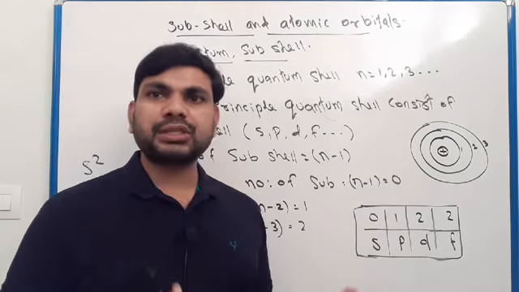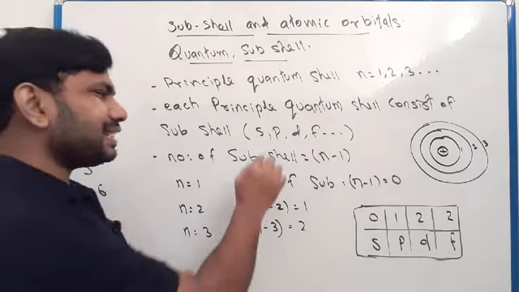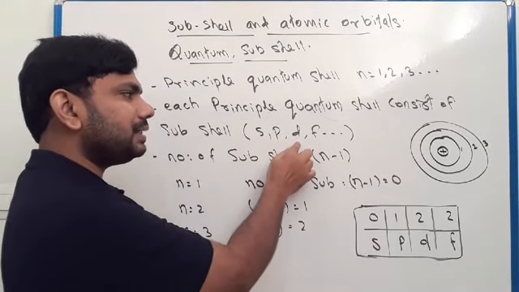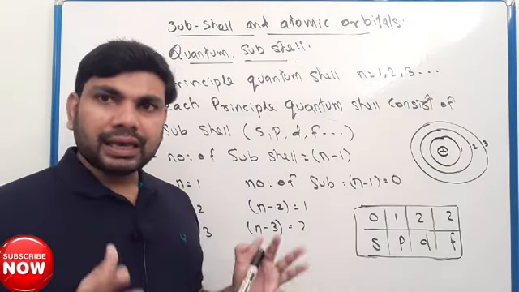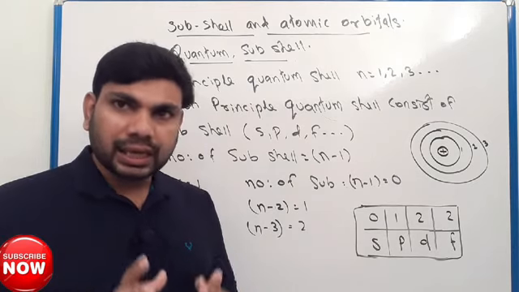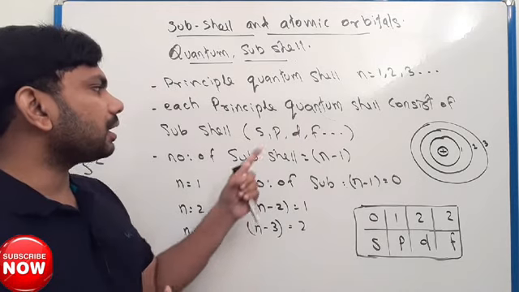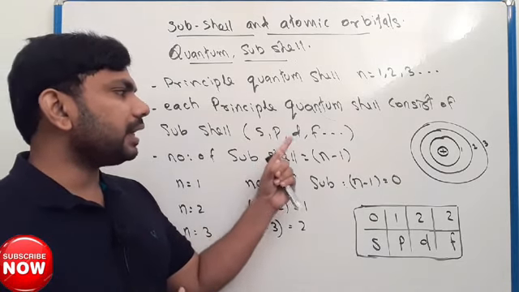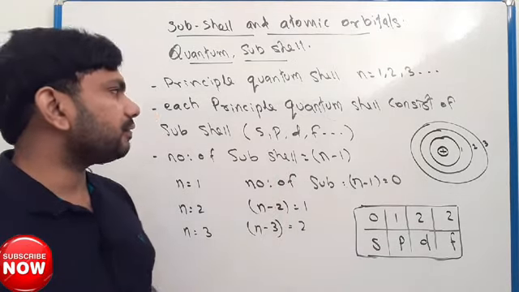These subshells are represented by s, p, d, f, etc. In the main energy level there are again some subparts. These subparts, or subshells, are s, p, d, f.